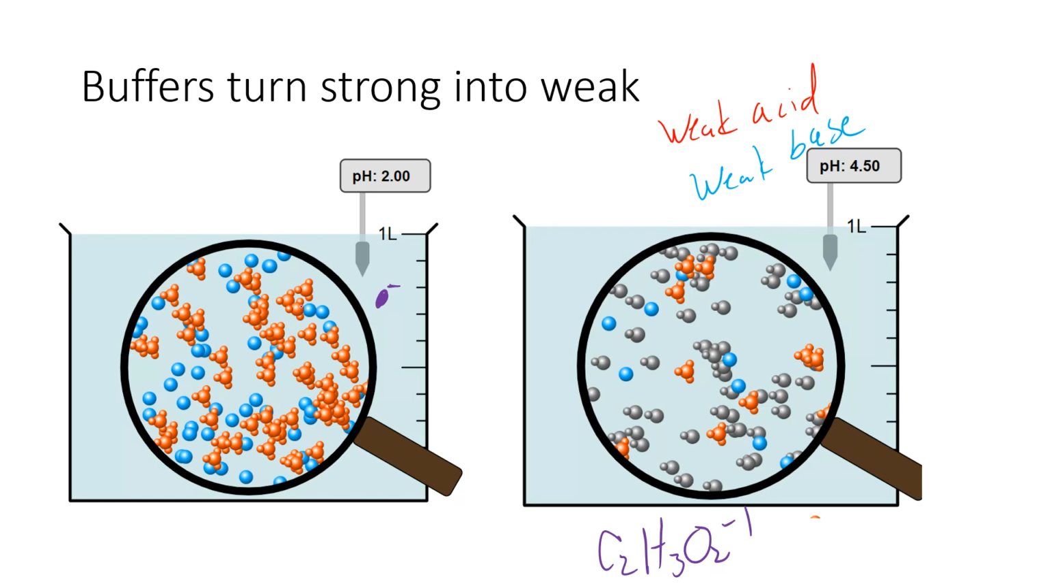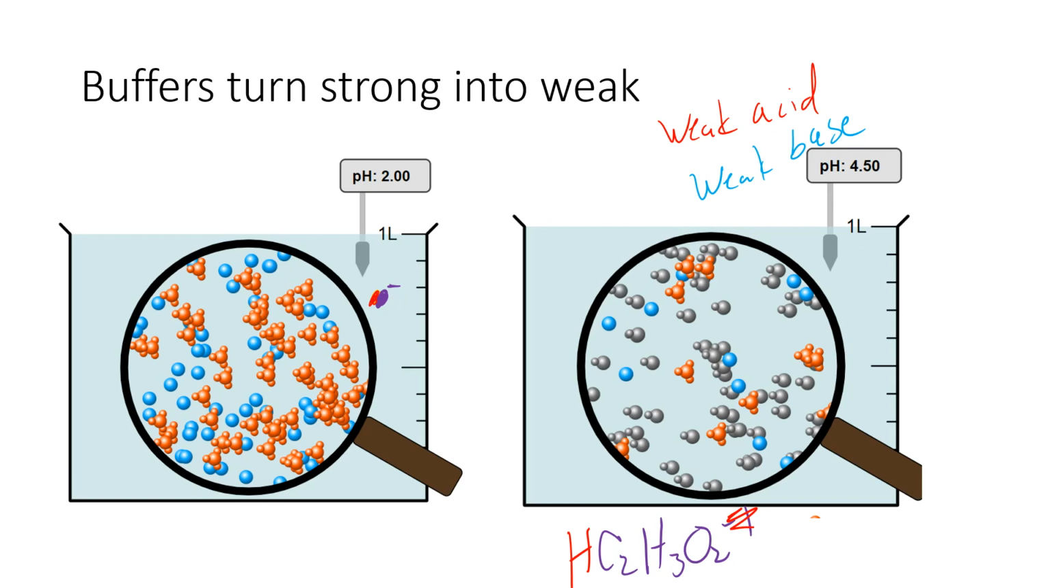It will then take that hydrogen from that strong acid. That wasn't supposed to be yellow, that was supposed to be red. There we go. And now it's become a weak acid. So if you add an H to this, now it's acetic acid. So it turned a strong acid into a weak acid by being there.